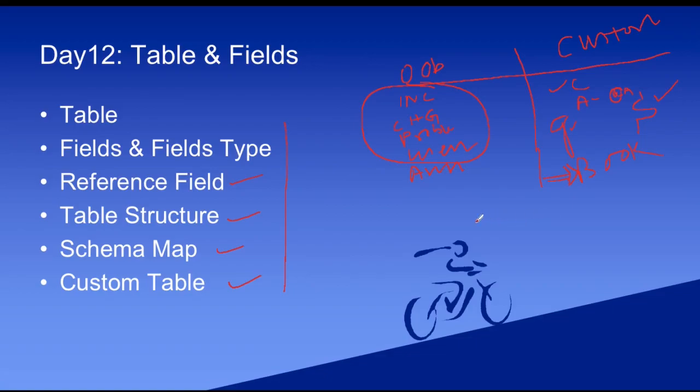Unlike an out-of-box table, a custom table can also be extended. For example, if we have the incident table, which is out of box, we can create a custom table and extend it from the incident table. For example, we can extend the incident table with table A. If we create a table called A which extends INC, all the fields present in INC will be copied over to this custom table.